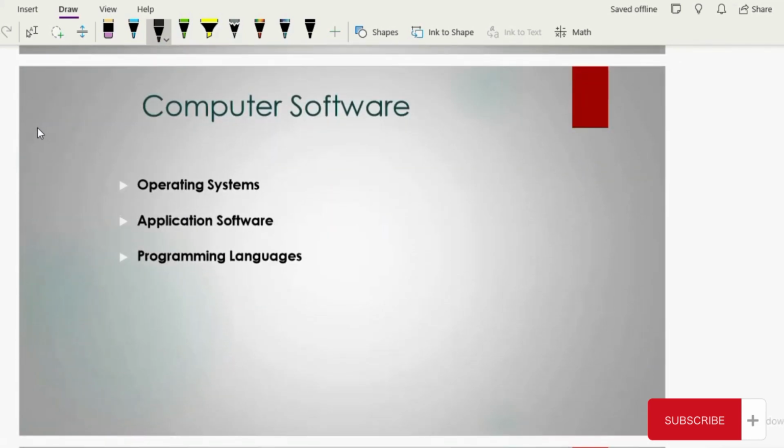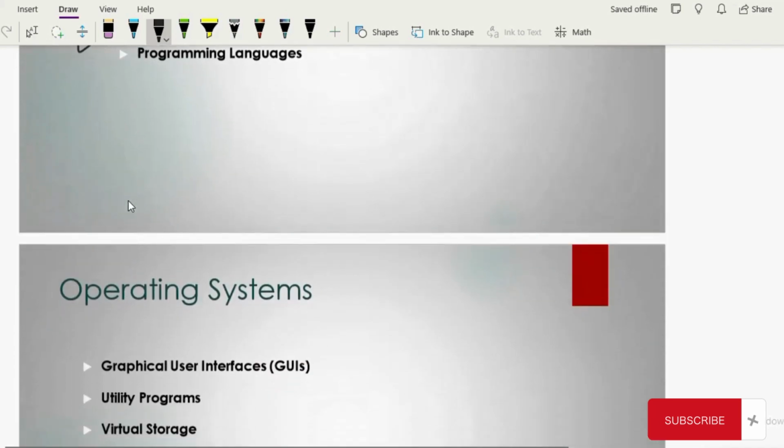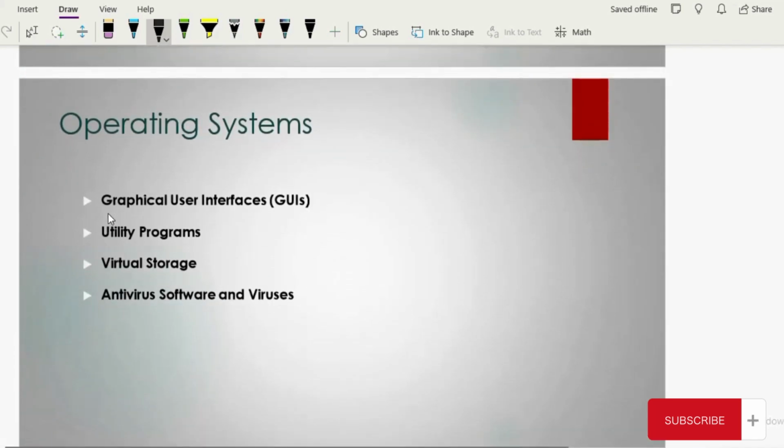So when I'm talking about software, it includes operating systems, application software, and of course programming languages, because they are also in soft form. So let's start with the operating systems. Operating systems help in operating, starting with the GUI, the graphical user interface.